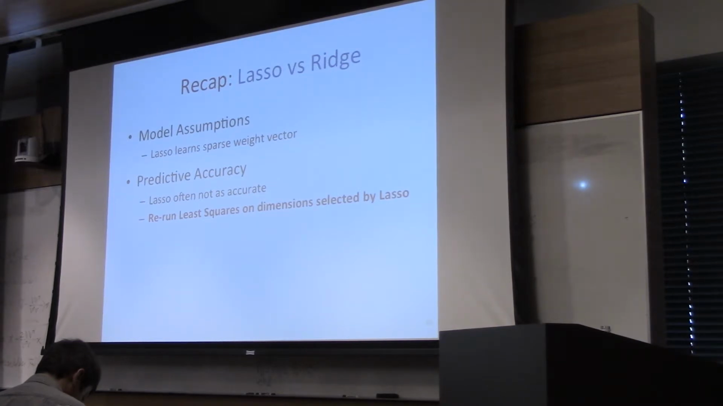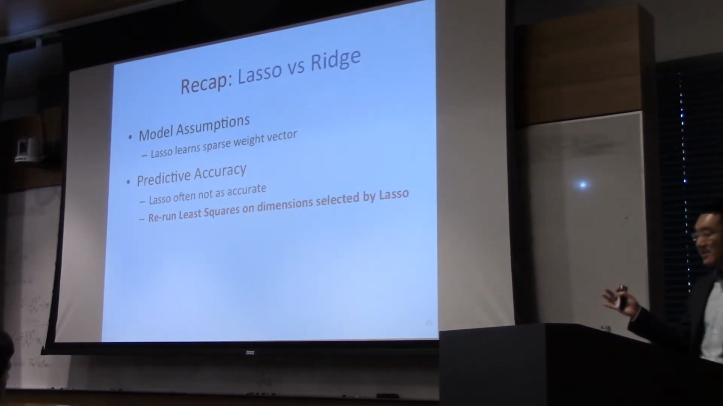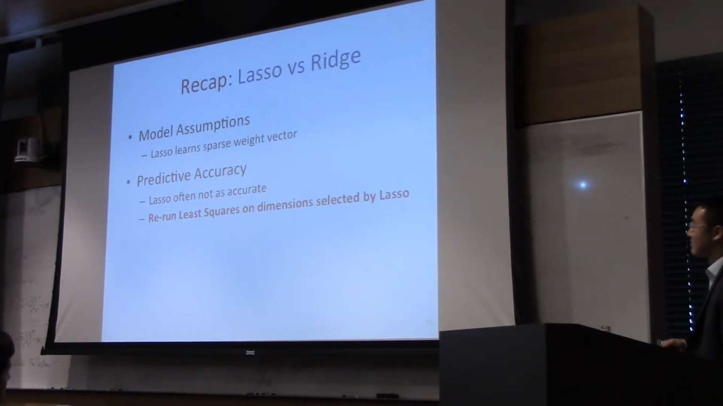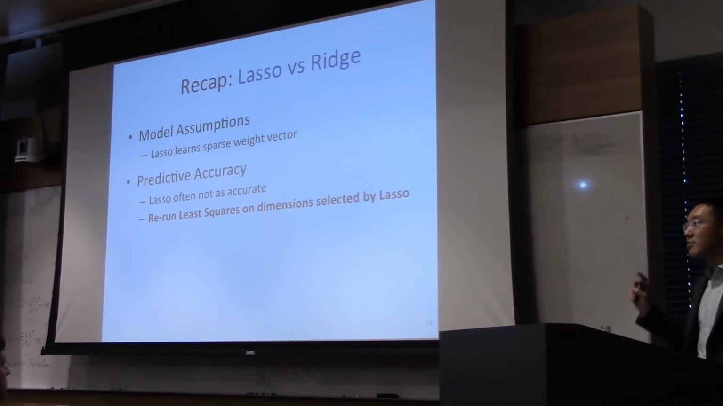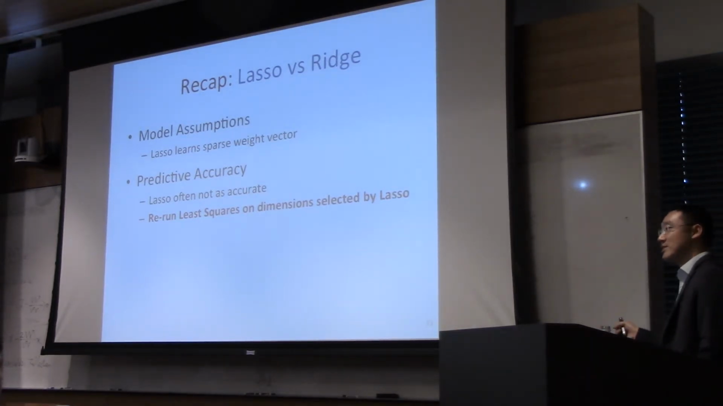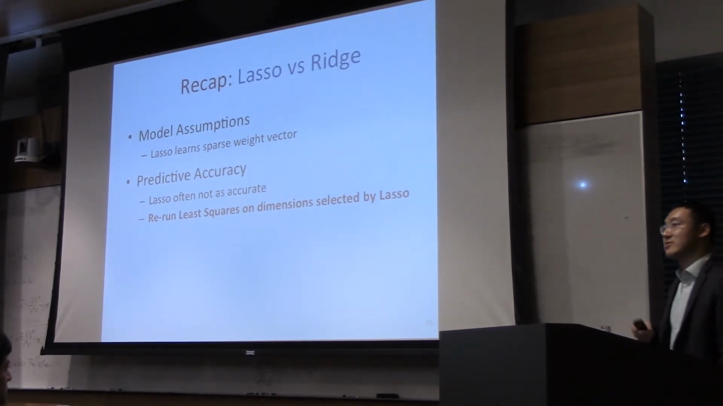One thing that people often do is they run Lasso to recover the non-zero components, and then they rerun least squares regression on the dimensions selected by Lasso, and that tends to have fairly high accuracy. This is a very popular thing that people do in practice. So they don't use Lasso to learn the final model, they use Lasso for feature selection, and then they train another model on the selected features.